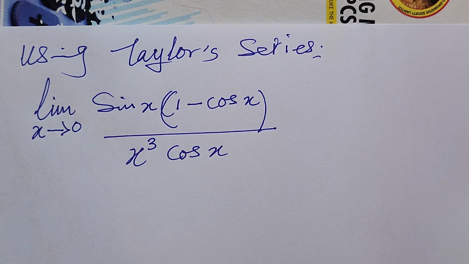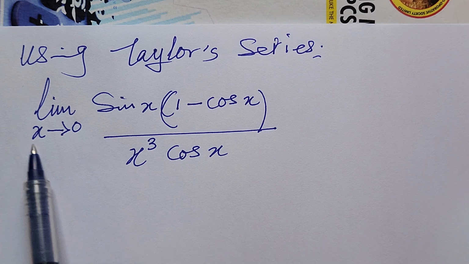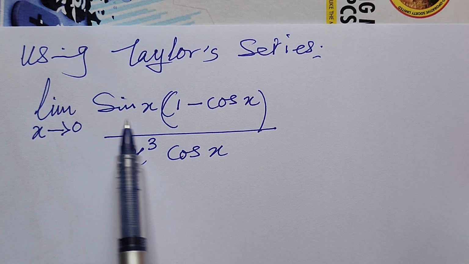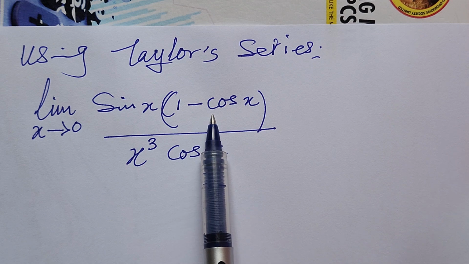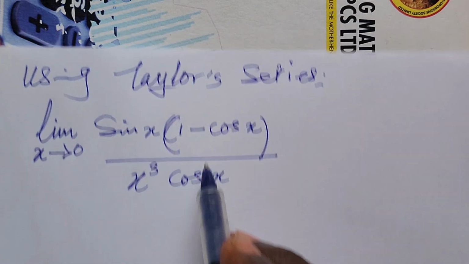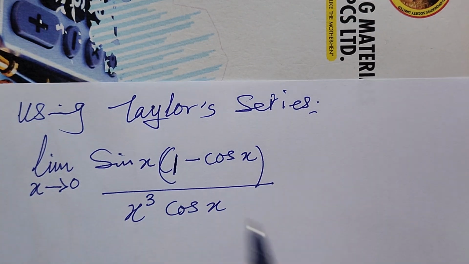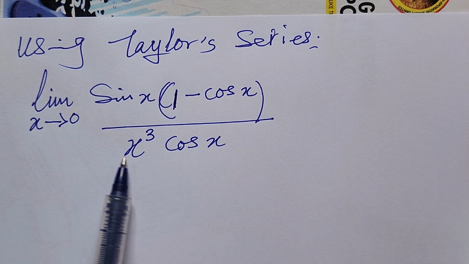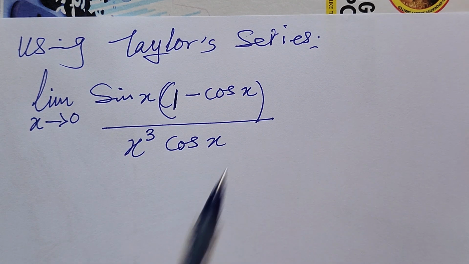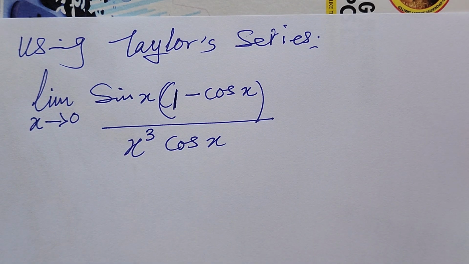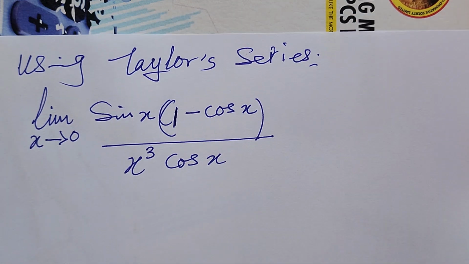Today we have this problem on the limit. Using the Taylor series, we should find the limit as x tends to 0 of sine x times (1 minus cos x) all over x to the power of 3 cos x. So how do we find the limit of this function? It is easy. So let's take a solution.